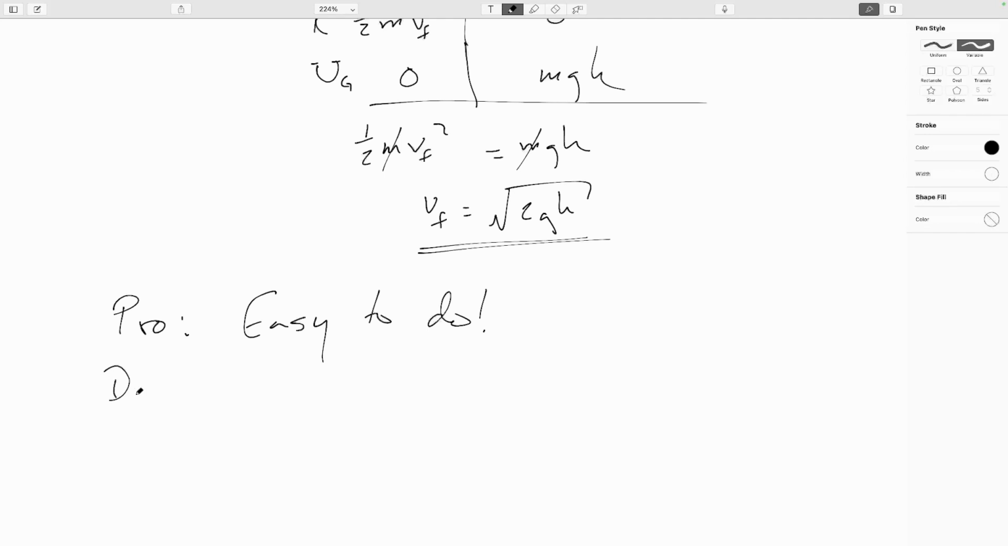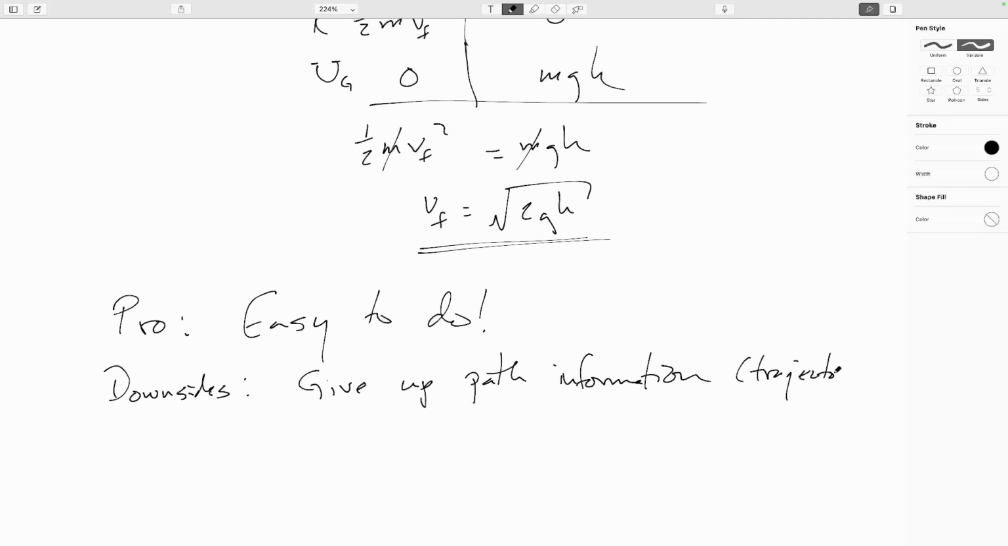Now the downsides. The two downsides are we give up path information. So if we need to find the actual trajectory that an object takes, we're going to have to use something else. Either we're going to have to actually find the forces and do the kinematics or whatever, or sometimes we can get lucky and exploit a constraint.